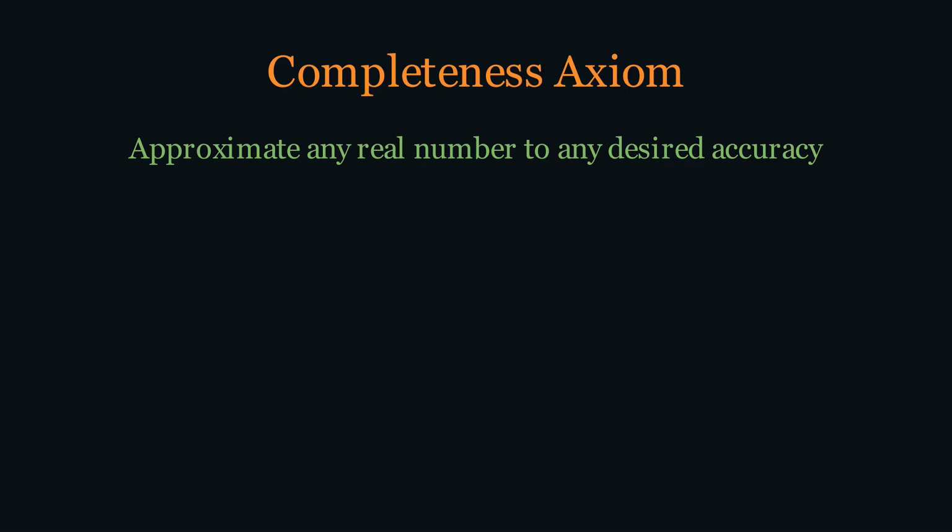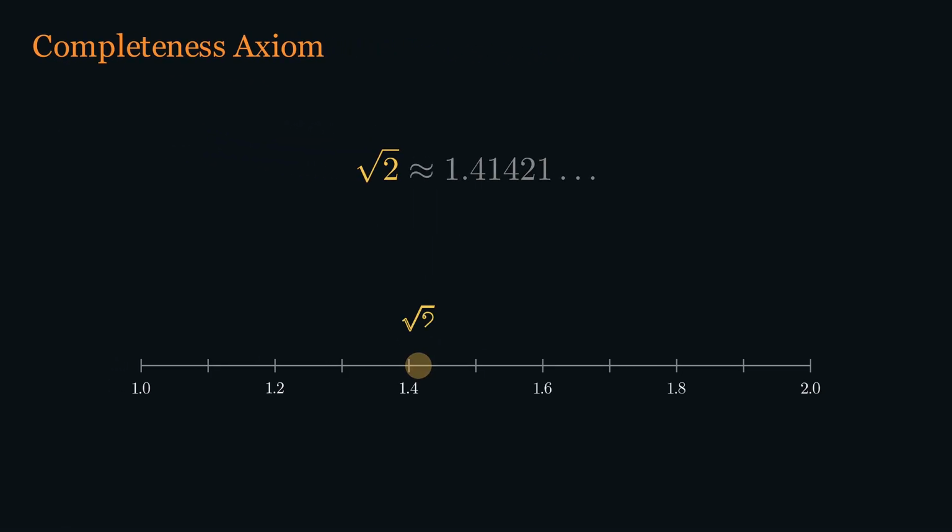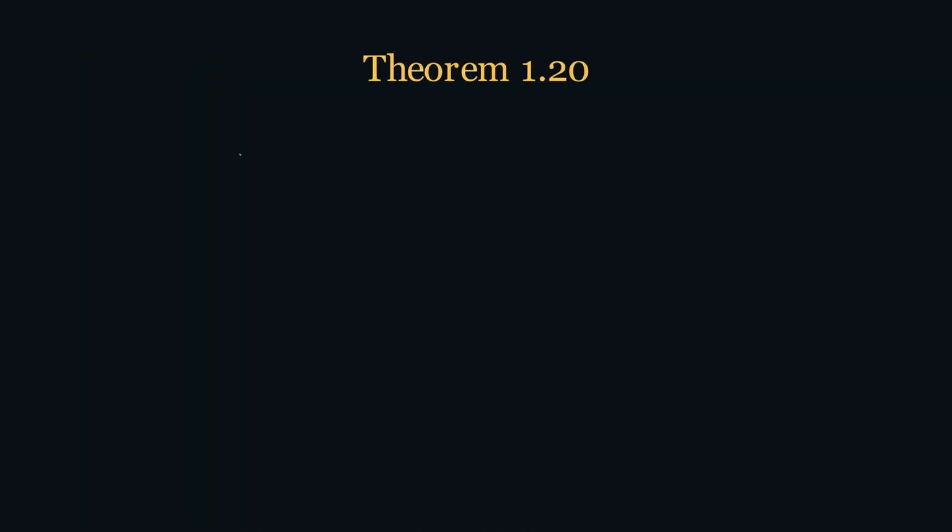This is where completeness enters the picture, and I think it's one of the most satisfying applications of the completeness axiom. The completeness axiom guarantees that we can approximate any real number, rational or irrational, to any desired accuracy using finite decimals. Think about the square root of 2. It's irrational, but we can trap it. 1.4 is less than root 2. 1.41 is closer. 1.414 is closer still. Each finite decimal gets us nearer to the target, and we can get as close as we want. Let me make this precise.